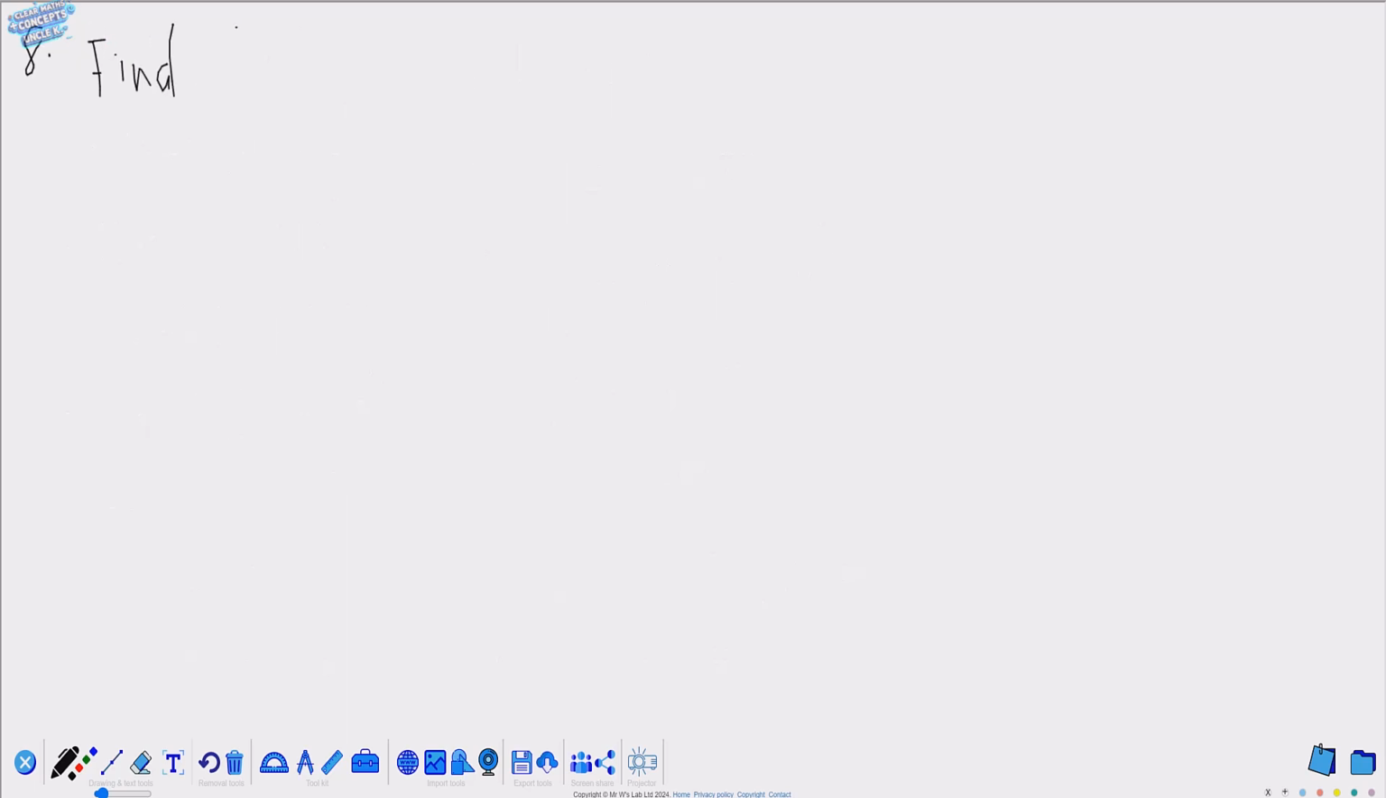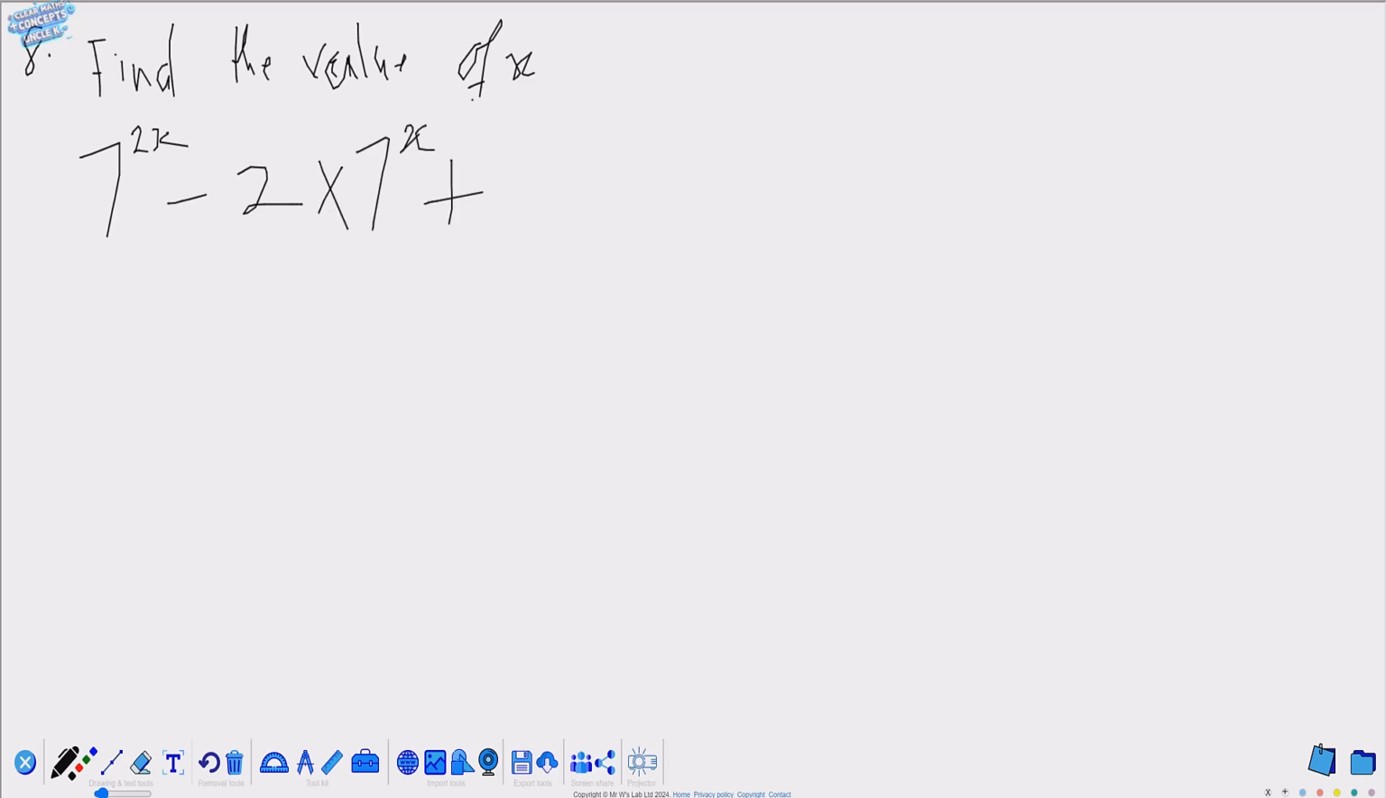Find the value of x given 7 raised to 2x minus 2 times 7 raised to x plus 1 equals 0. Remember, you are seeing addition and subtraction in between numbers with powers like that. It means you can't use the normal method of combining like that, because that works with multiplication and division. So what do we do rather? We break them down.